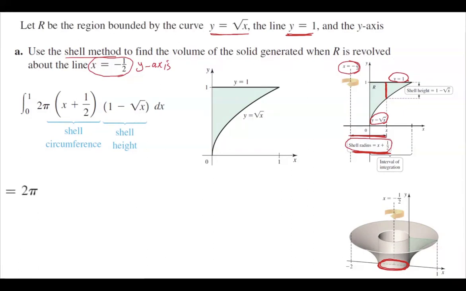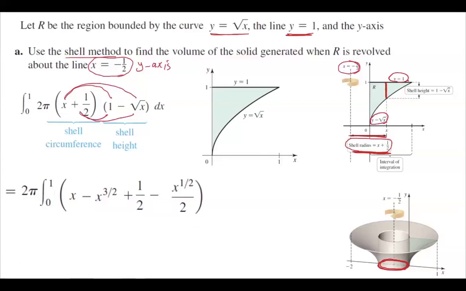This can be written as 2 pi times the definite integral. Well, we're going to distribute x into parentheses, and distribute 1/2 into parentheses, and do a little bit of algebra. You get x minus x times square root of x. So I'm distributing x into parentheses here for you. That's how you end up with x to the power 3/2 plus 1/2 times 1. Now you distribute 1/2 into parentheses: minus 1/2 times square root of x, or x to the power 1/2. Then you take the integral with respect to x.